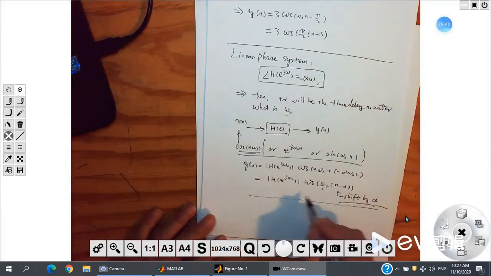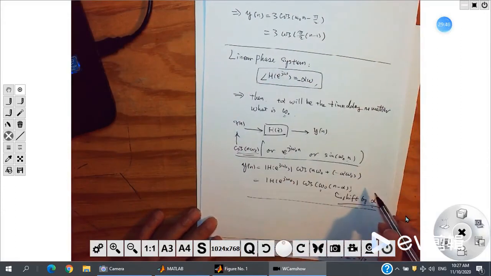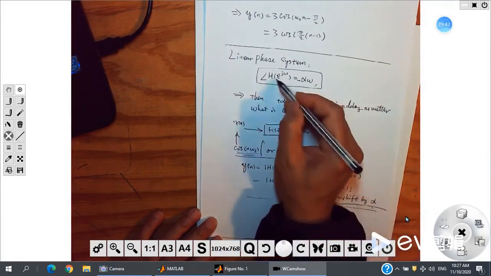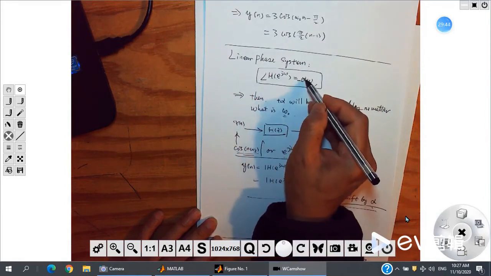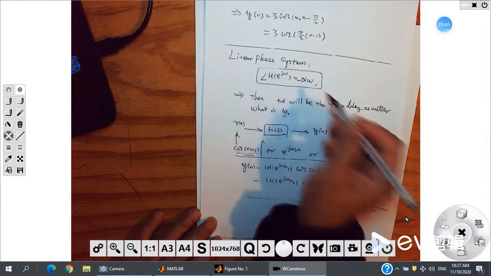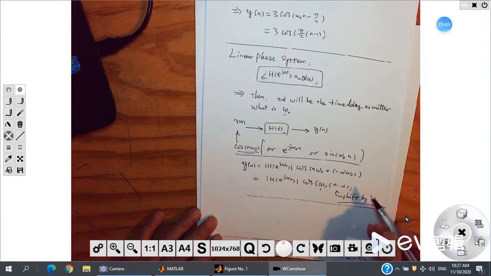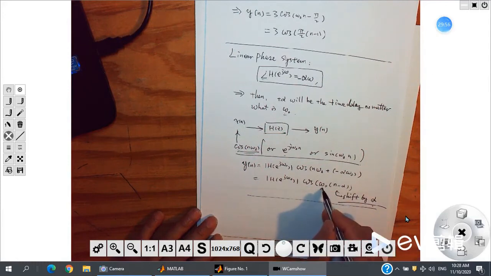So here we suppose they're like this one. So we call this a linear phase system. The phase is some constant negative alpha times omega. It's a linear phase. And for linear phase, the output signal is just shifted by this alpha, no matter what the frequency is. It's always shifted by alpha.